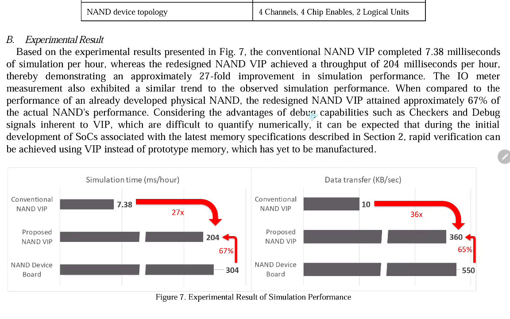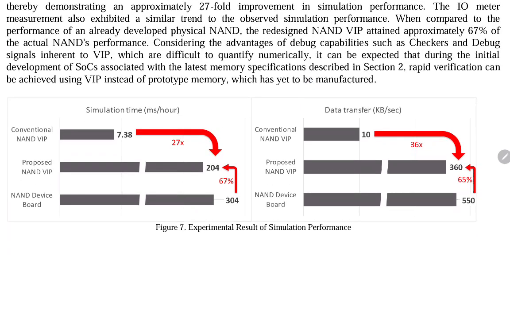Considering the advantage of the debug capabilities, such as checkers and the debugging signals inherent to VIP, which are difficult to quantify numerically, it can be expected that during the initial development of SoCs associated with the realistic memory specification described in Section 2, rapid verification can be achieved using the VIP instead of a prototype memory which has yet to be manufactured. Figure 7. Experimental result of the simulation performance.